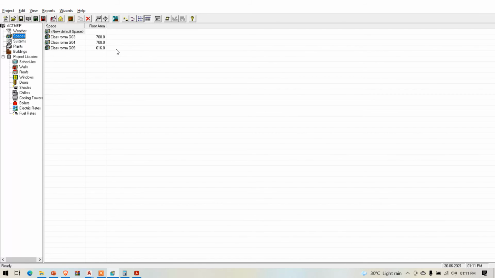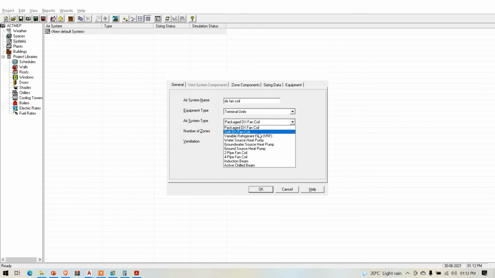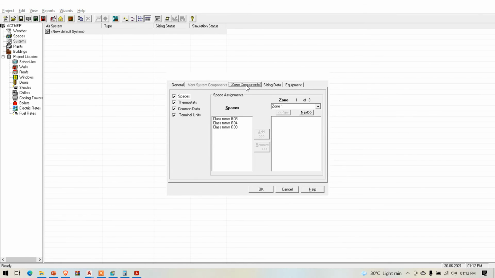So I am going to take here the separate rooms, separate machines, then we will see how we will get it. I am going to the system, new default system. I am going to take this as a DX fan coil, and here I am going to take the terminal units under the terminal fan coil unit, and number of zones 3 zones. Once description is done, then go to the zone components.